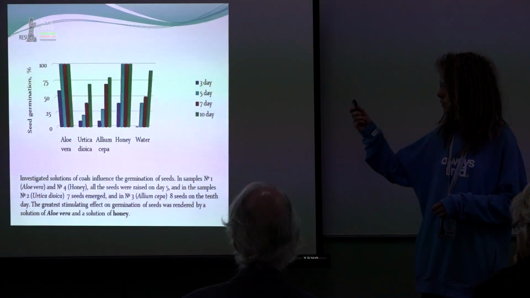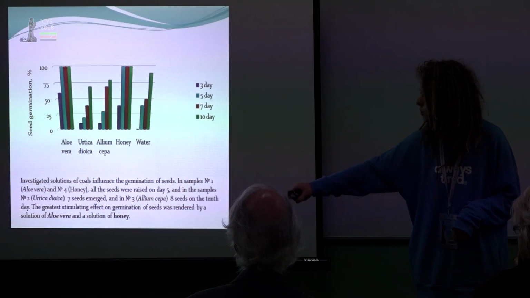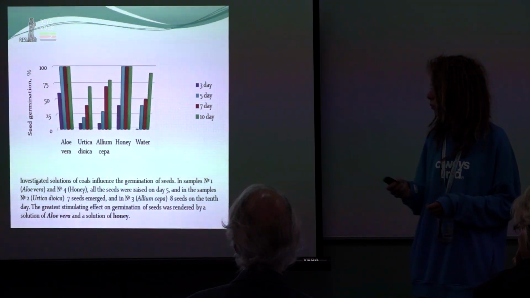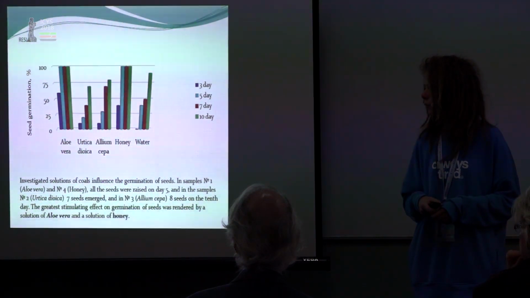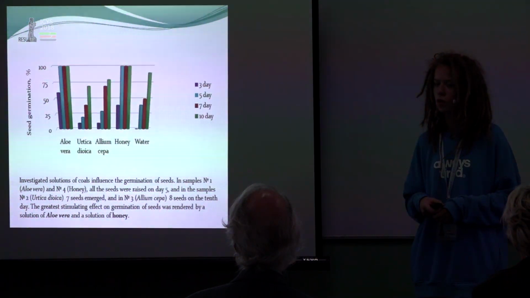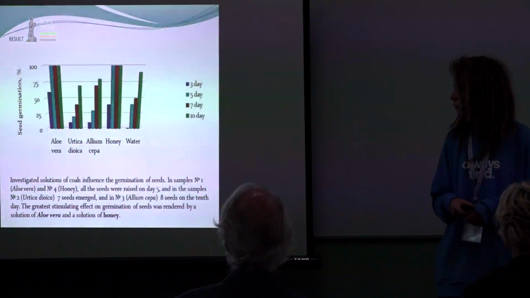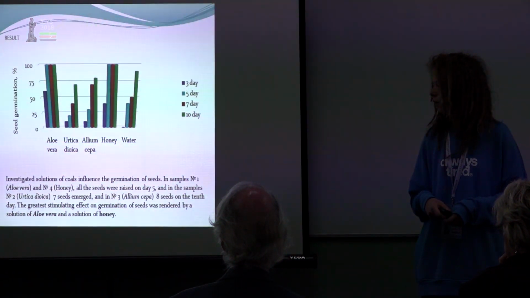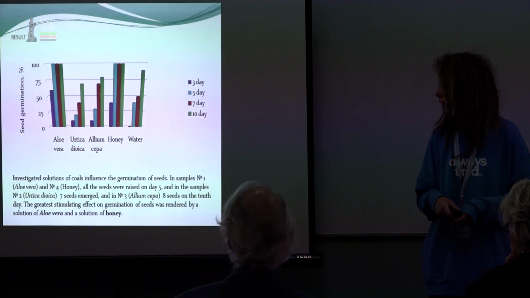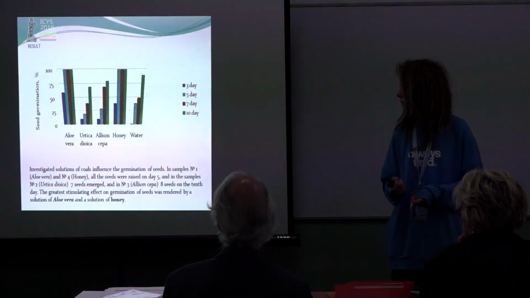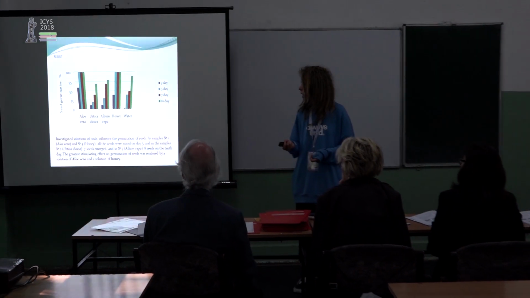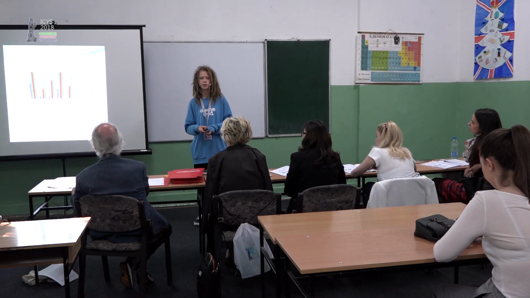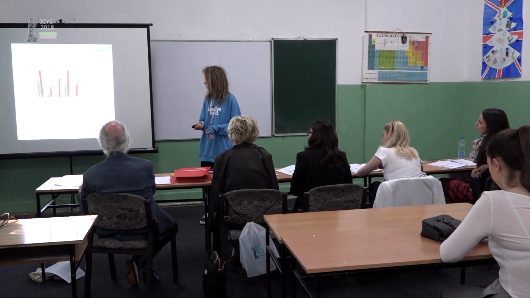As you see, this is the table of the seed germination. So, the oil was number 1 and honey was number 4. The other seeds were raised on day 5. And of course, for example, number 2, 7 seeds were emerging, and number 3, 8 seeds were emerging on the 10th day. So, as you see, the greatest result is shown by the honey and the oil.